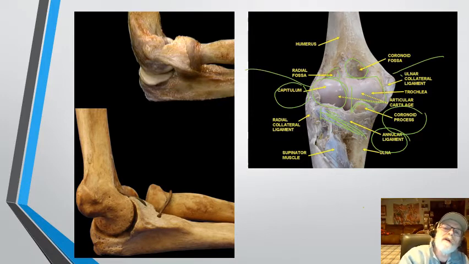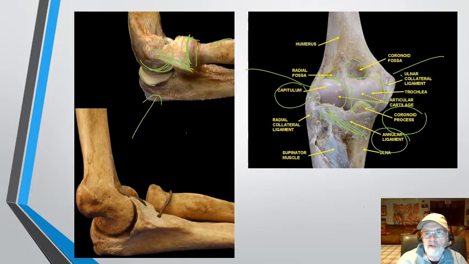Same thing over here. Here's the ulna. Here'd be the area of the trochlea. Here's the olecranon right here. So that's the olecranon, this area right here. Here's the ulnar tuberosity right there. Here's the radial tuberosity. Here's the radial head. Here's part of the ulnar collateral ligament. And then you can see where they've cut away a little bit of the annular ligament right there.